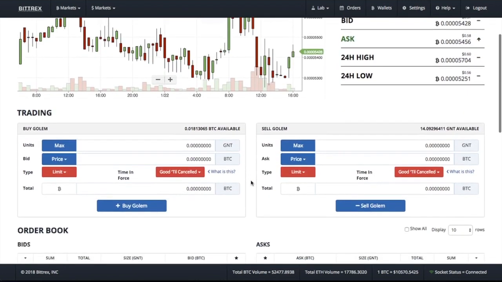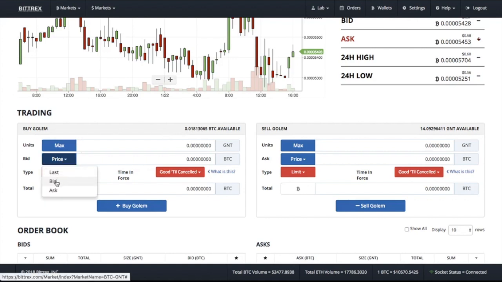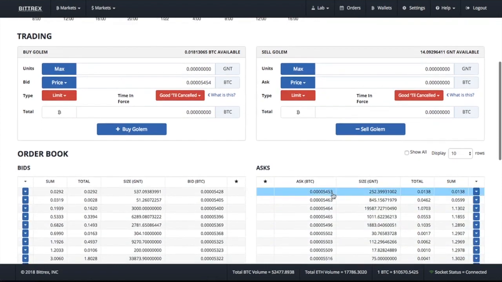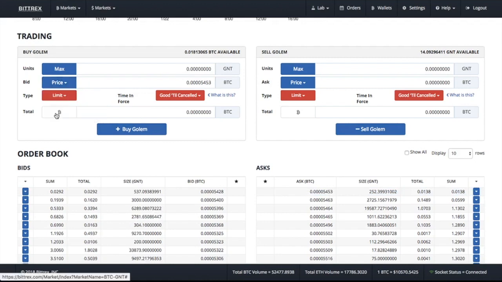If we look right here, this is where we would be buying Golem. This is where you would enter the information. I've got 0.018 Bitcoin in this account. If I wanted to purchase Golem at the current asking price, I would click on this price button right here. Click on the ask, which currently you can see the ask is 5,453. There we go, it changed, 5,453.